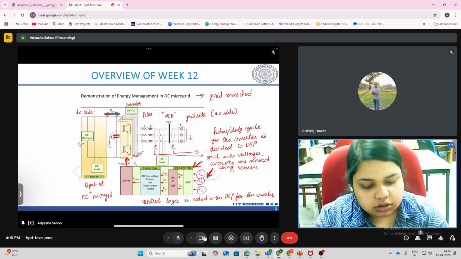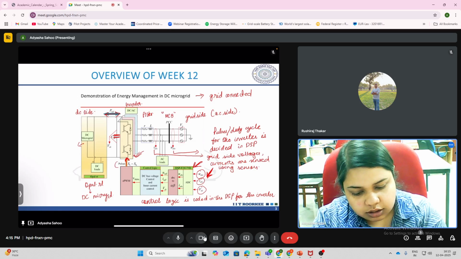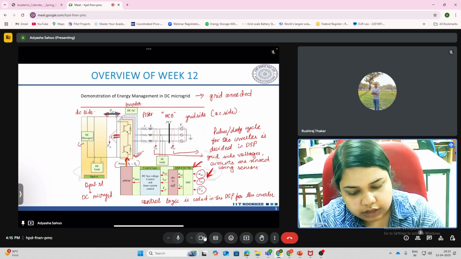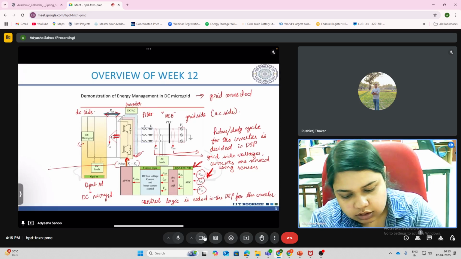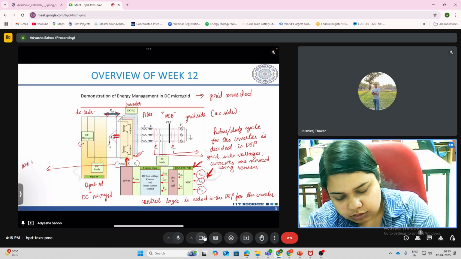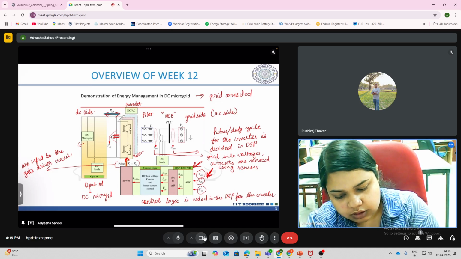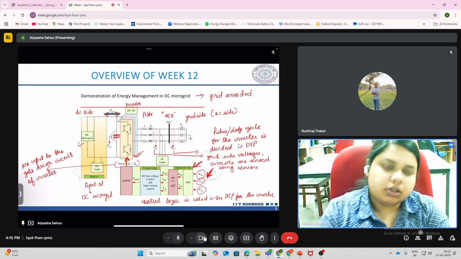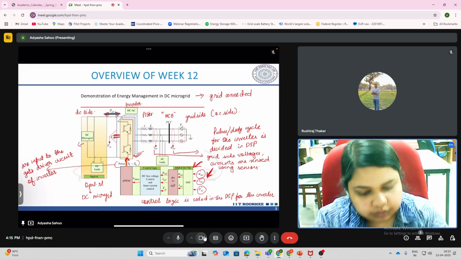Then the control logic, depending upon the code that is coded in the DSP board here, will generate the pulses that will be given to the gate driver circuit of this inverter. And depending upon these pulses, the inverter operation will take place.